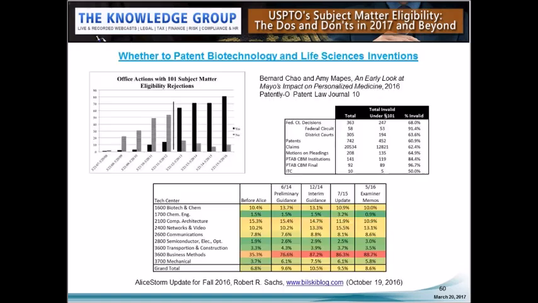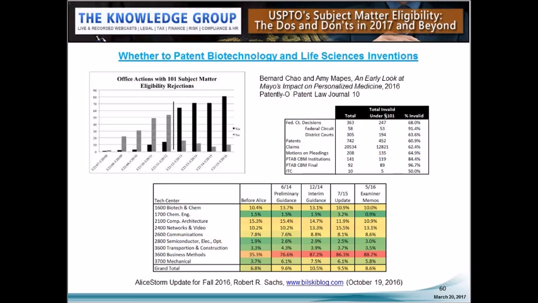If you could go to the next slide. Even though some of the cases we have discussed found life science patent innovations to be patent-eligible subject matter, drafting patent-eligible claims in the life sciences or biotechnology areas can be a daunting proposition.